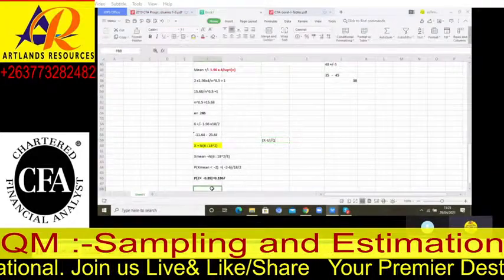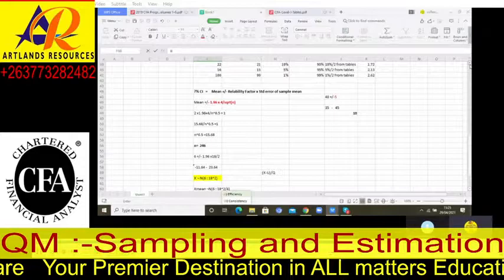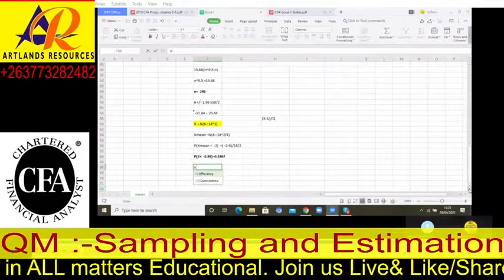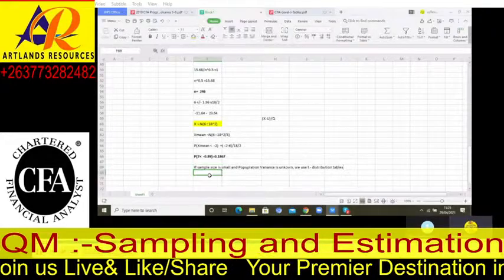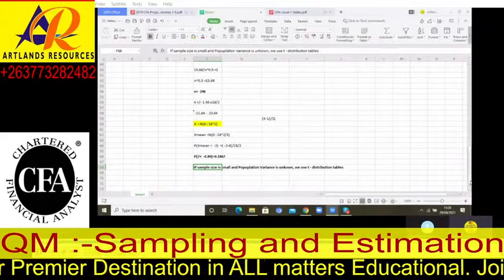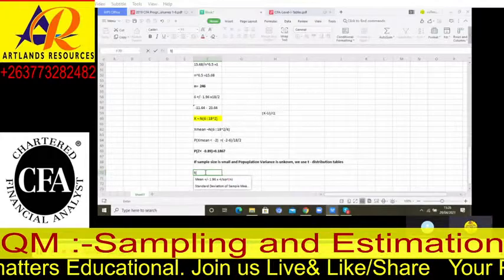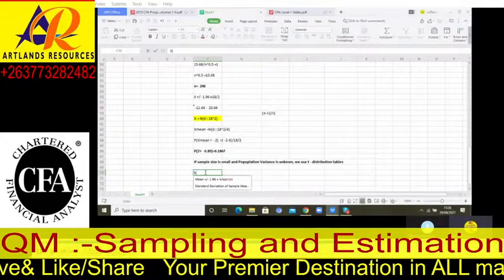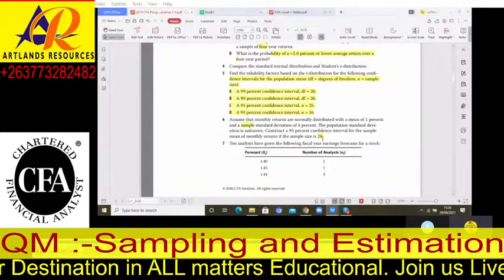So you come here and say, you remember there are points where we have written and considered them as laws. If the sample size is small and the population variance is unknown, we use the T distribution. And what is the reliability factor? We go to the T distribution at 95% confidence. The sample size is 24, so the degrees of freedom are 23.